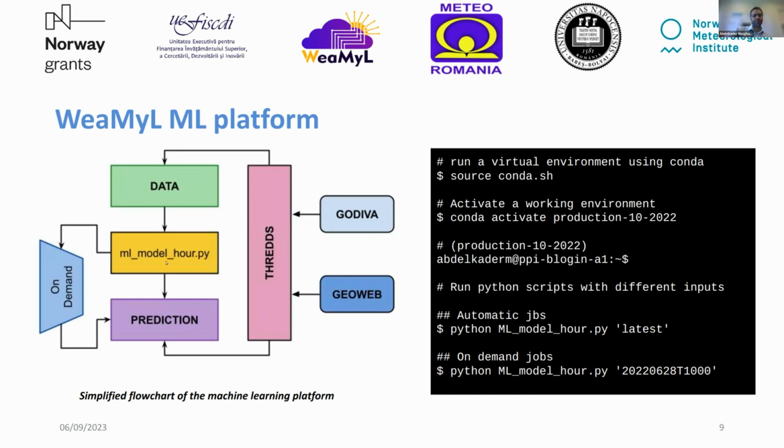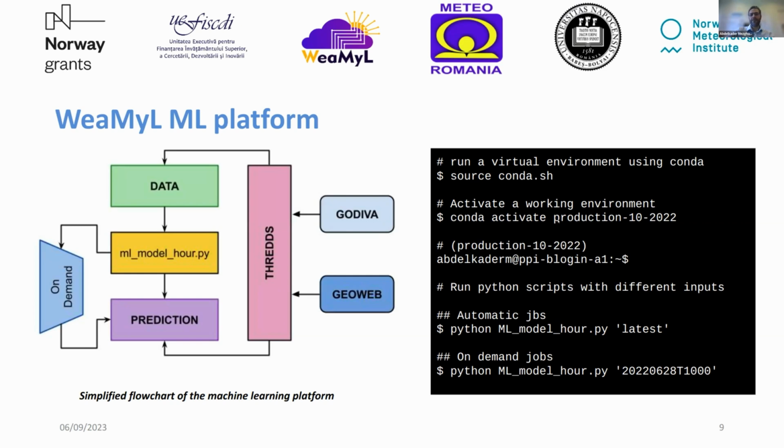For the prediction, there are two ways to do that. We have set up some automatic jobs that will run the script automatically every 5 to 10 minutes, as far as I remember. But we also have developed an on-demand job, where the meteorologist, the operator or the researcher will choose a specific date in order to run the algorithm, and then make a forecast.